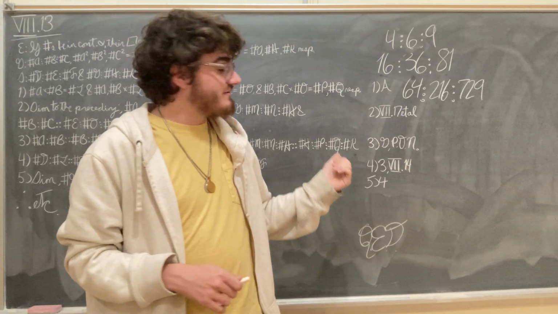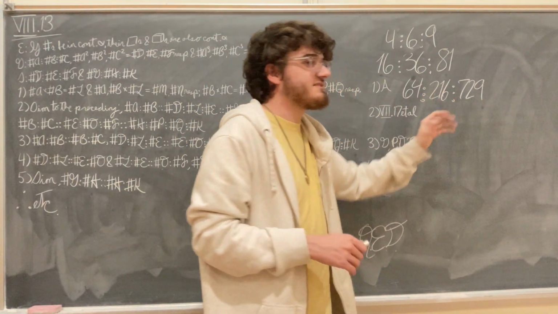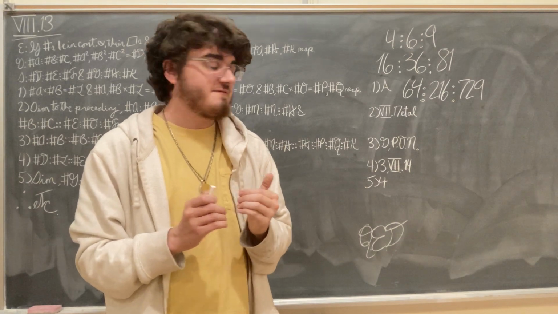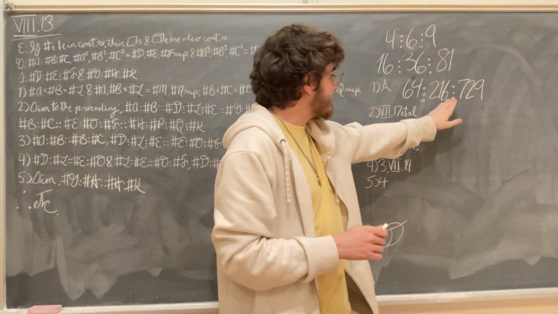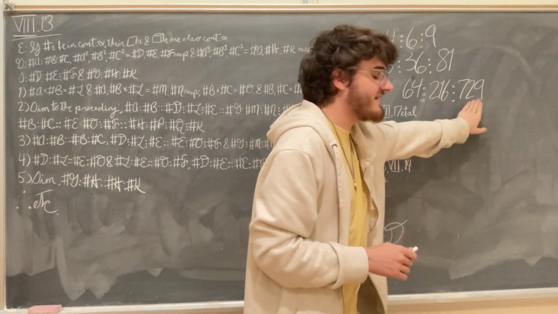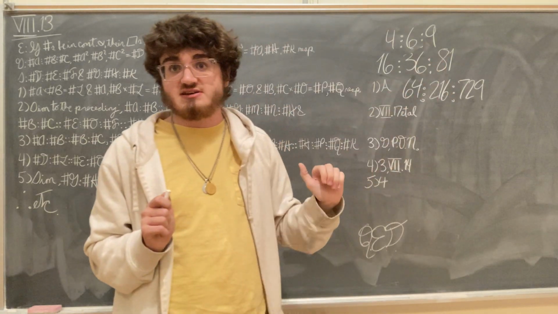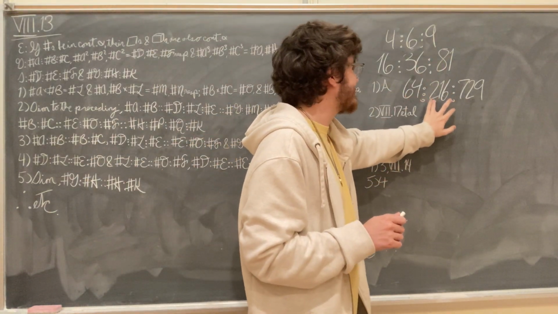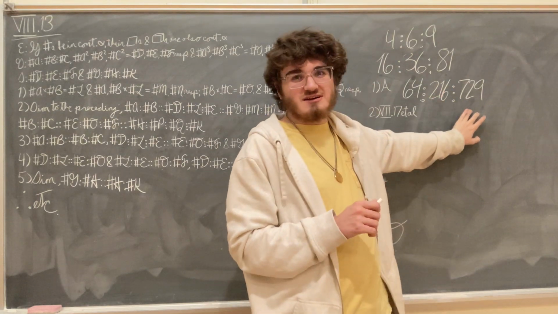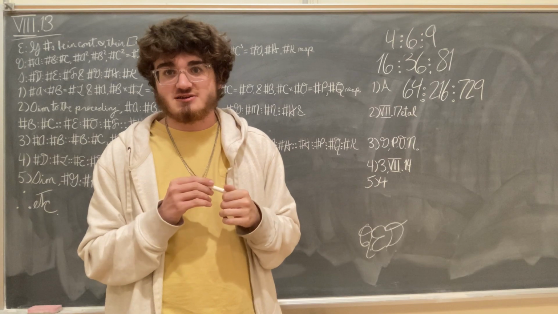The math you have to do to realize this is that if you take the ratio 64 to 216, you divide out all their common factors, you get a 16 to 81 ratio. And you can do the same thing for 216 and 729. You can simplify that into a 16 to 81 ratio as well to recognize that these two ratios, 64 to 216 and 216 to 729, are equivalent. So those three numbers make a continued proportion.